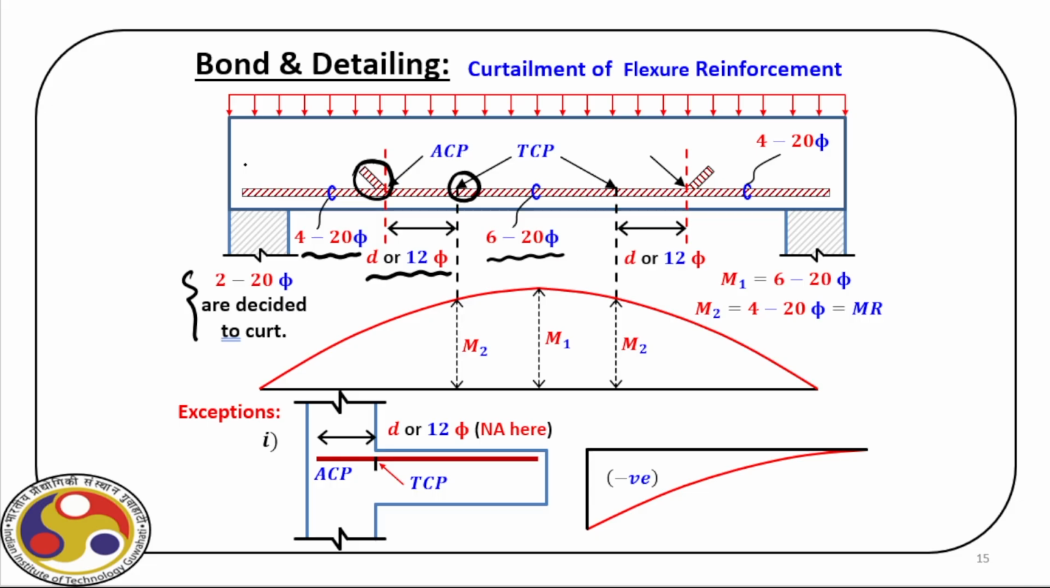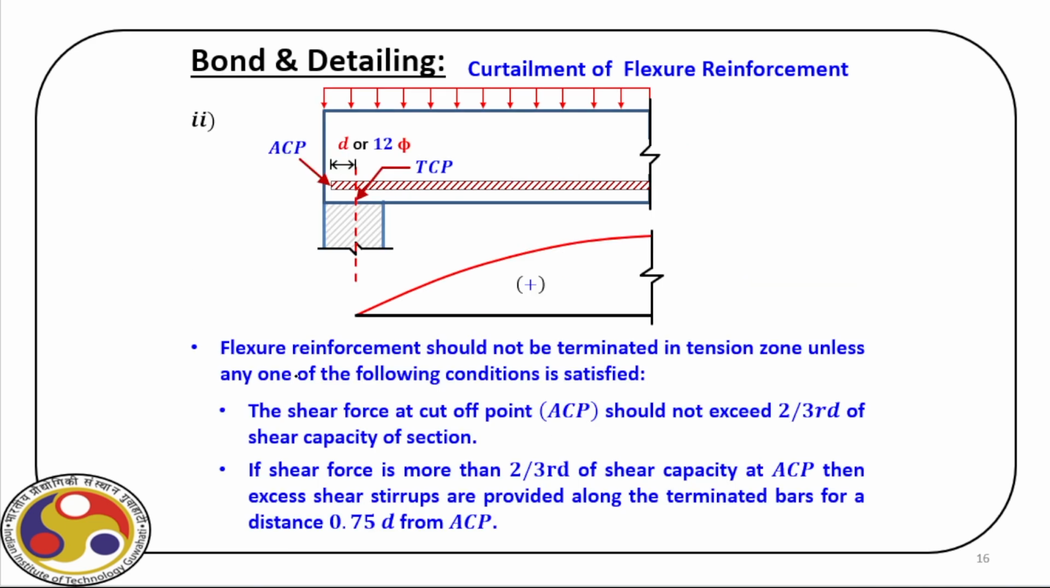Now you can see here in this cantilever, this is the point where we can curtail the bar, because beyond this the bending stress is very less. But we do not curtail it here. We take it inside and we provide a sufficient length here so that we develop sufficient anchorage, as I already explained earlier.